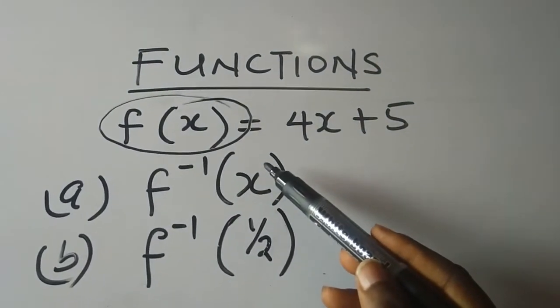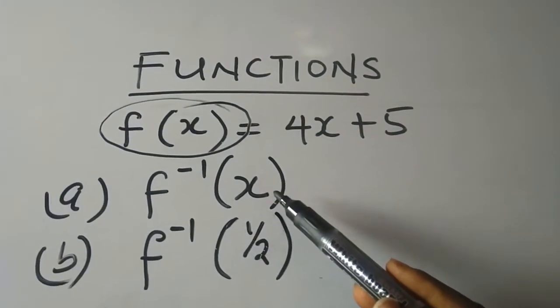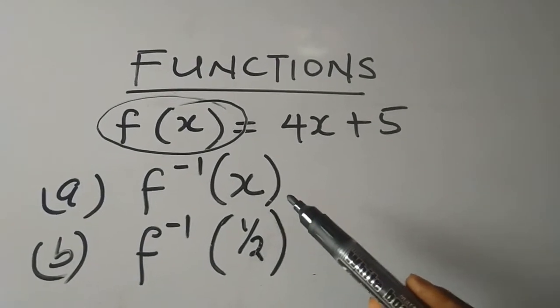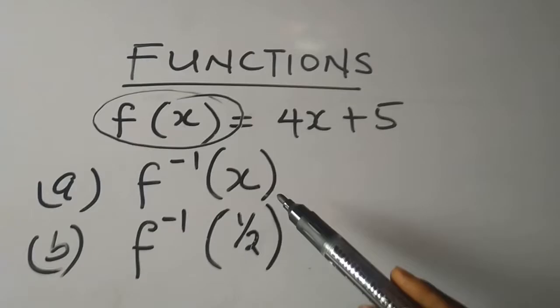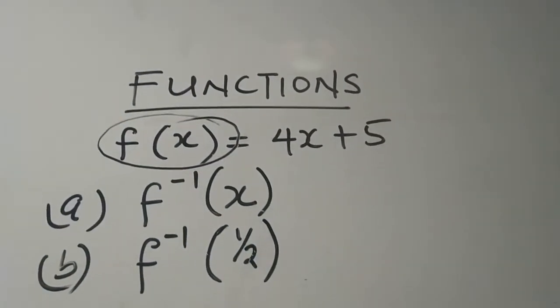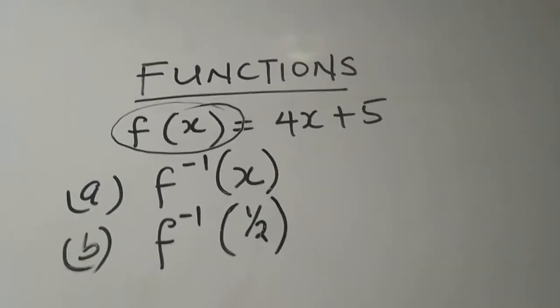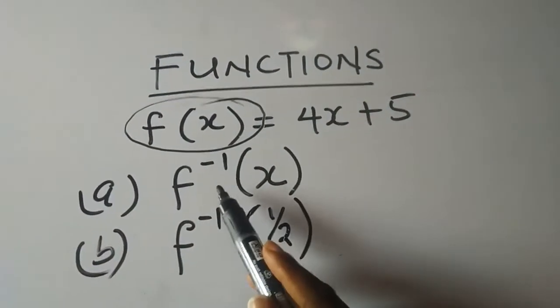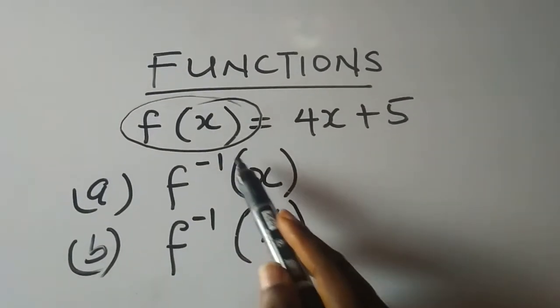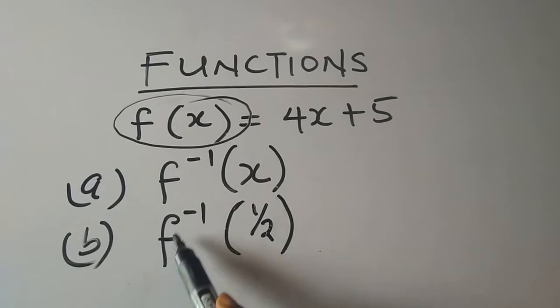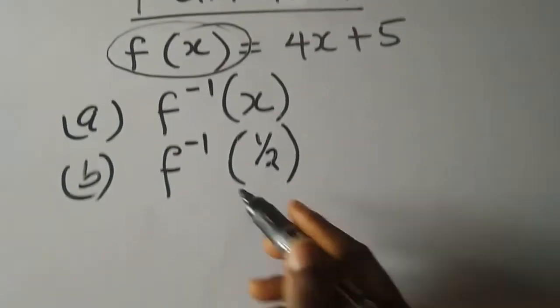Now, to get this problem solved, the question is: the function f is defined on the set of real numbers by f of x equal to 4x plus 5. We are asked to find (a) f inverse of x and (b) f inverse of half.